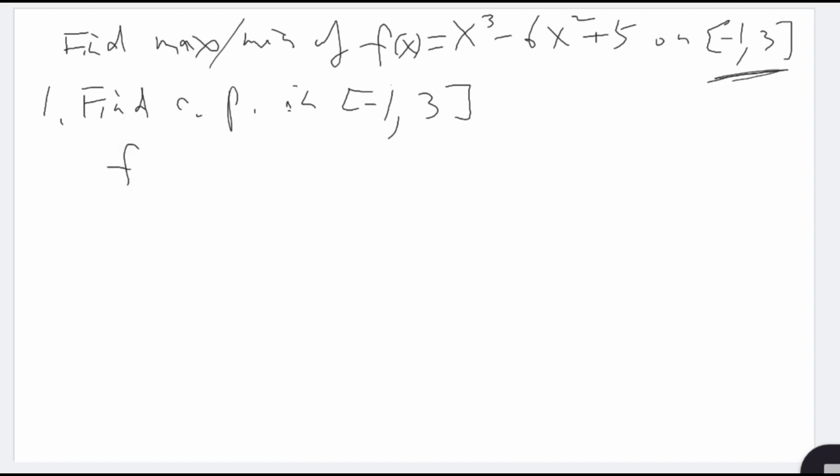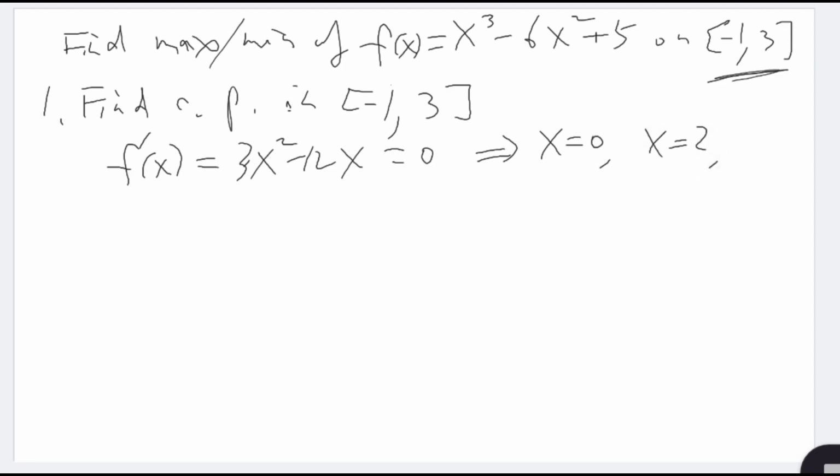Well, first of all, we can set the derivative to 0. So what's the derivative? F prime is 3x squared minus 12x. That's the derivative. So we set it to 0. Now it's simple algebra. We find 0, 2, and -2 as solutions. So those are what we call the critical points. So set the derivative to 0 and solve.